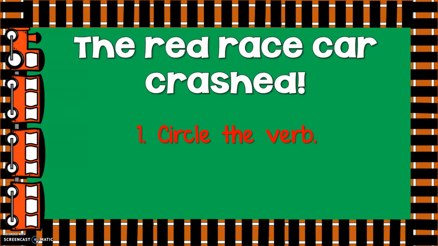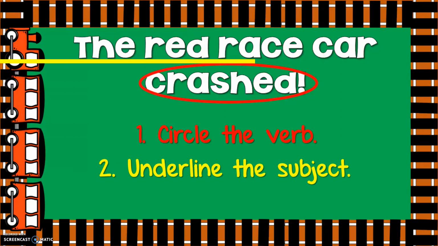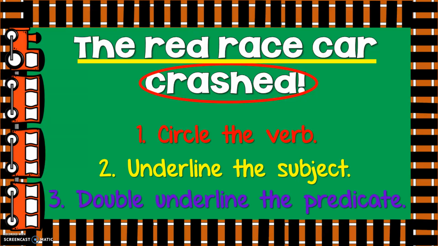All right, here we go. Verb, subject, predicate. That one was tricky, wasn't it? We only had one part of our predicate because the sentence stopped right at the verb. There was nothing. The red race car crashed into a tree. It didn't tell us any other details with it. It just said it crashed, which is fine. Your predicate and your verb can be the same thing. I know that was tricky.